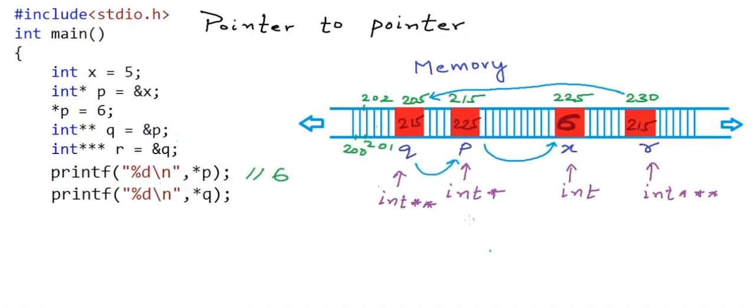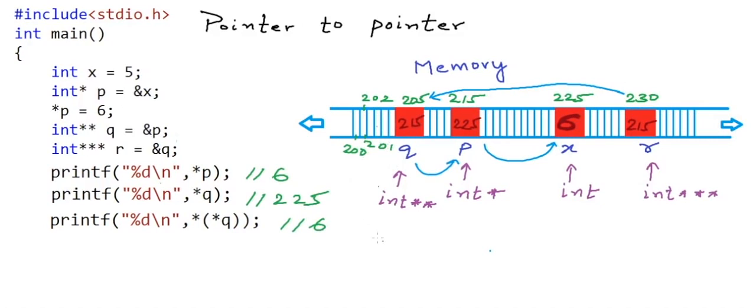Now the next statement that I want to print is asterisk q. So asterisk q will be the value at the address stored in q. The address stored in variable q is 215, so this is nothing but the value of p, so this will be 225. And now I want to print asterisk asterisk q, so I want to do dereferencing twice. First I want to go to asterisk q, which is this address 225, and now I want to look at the value at address 225. So this one will be 6.